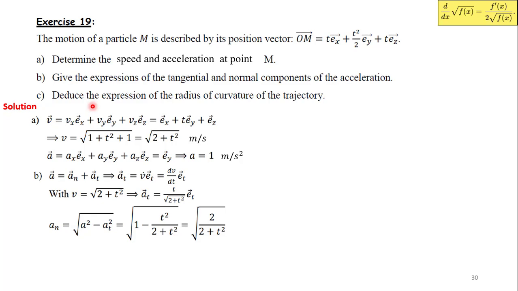Finally, question C, deduce the expression of the radius of curvature of the trajectory. So we need to find rho. If we have an, can we deduce rho? Yes, we can. By using the equation of the normal acceleration, the formula gives an equal v squared over rho. So we can deduce rho equal v squared over an, and we can therefore find that rho will be equal to, so v squared is 2 plus t squared over an, which has been just found from the previous question. And we deduced rho.